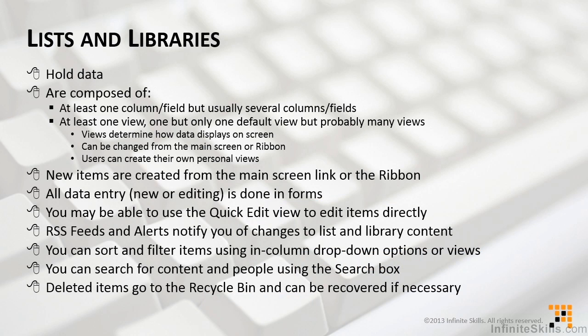Lists and libraries are the primary containers for information in SharePoint, although there are other features like wikis and blogs that provide it in an unstructured way as well. Libraries are just specialized types of lists, and it's helpful to focus on their similarities before we focus on their differences. So lists and libraries both hold data. They're both composed of at least 1 column or field, but usually several columns or fields, and at least 1 view, 1 but only 1 default view, but again, there are probably multiple views associated with each list or library.